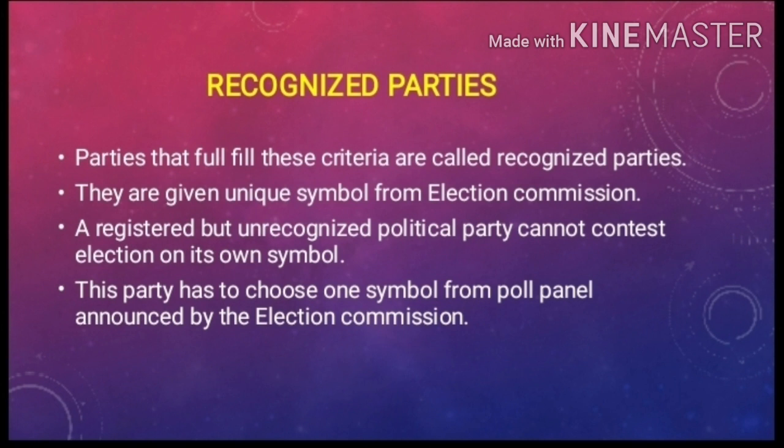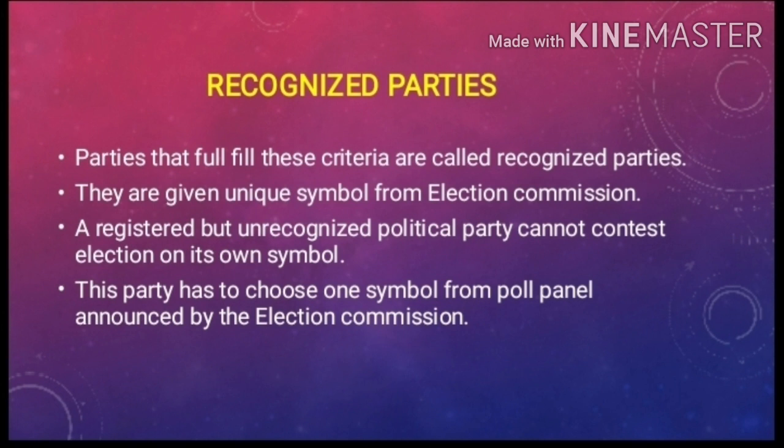A registered but unrecognized political party cannot contest election on its own symbol. So parties that do not get recognized by the Election Commission cannot participate in the election by their own symbol. They do not have symbols and they cannot participate without the permission of the Election Commission. Such parties are called unrecognized political parties.